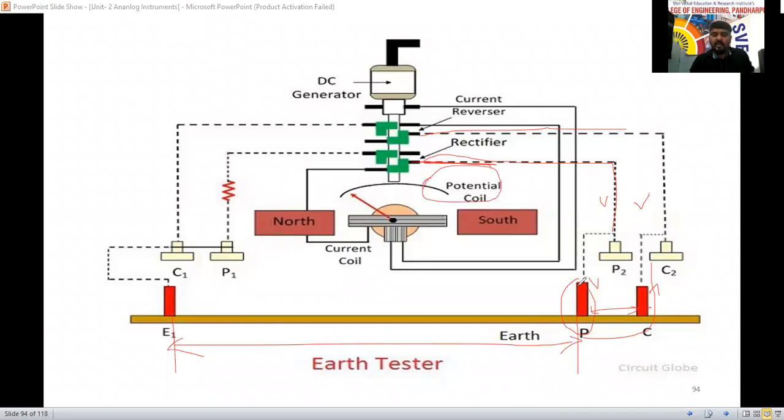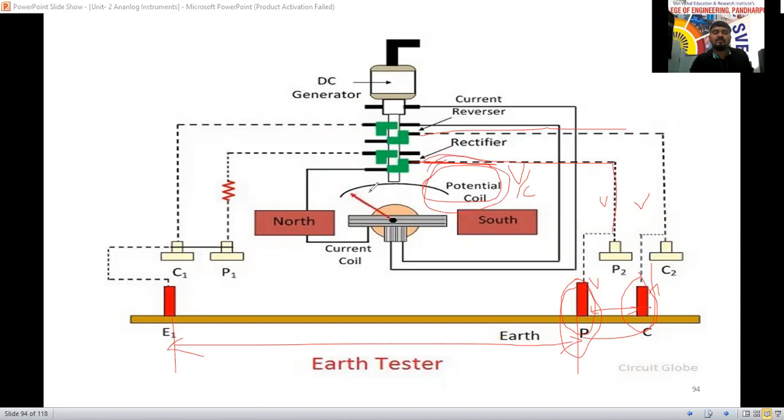The electrode P will give the voltage value. The electrode C will give the current value here now. So the ratio of the voltage to the current, which will give the potential coil, is going to operate here now. So there is a difference, and based on that, the potential coil will operate.